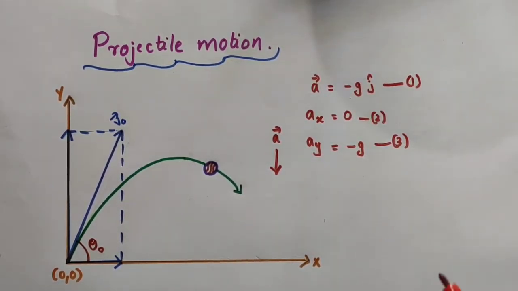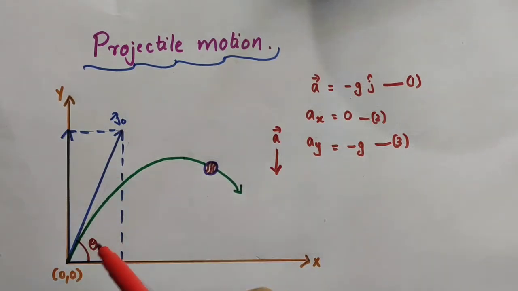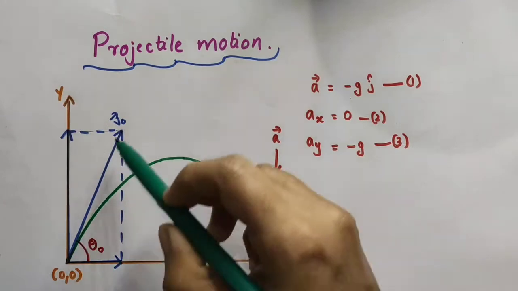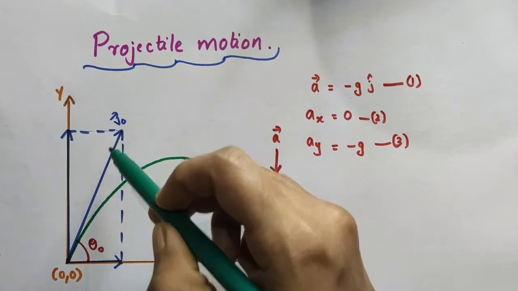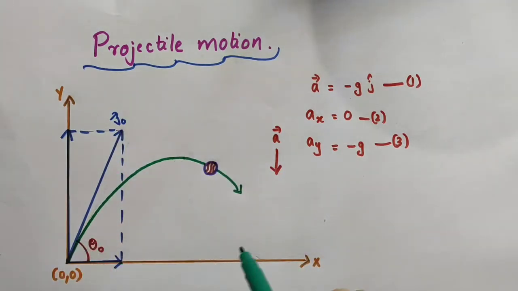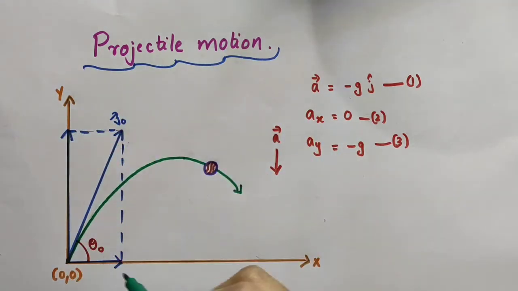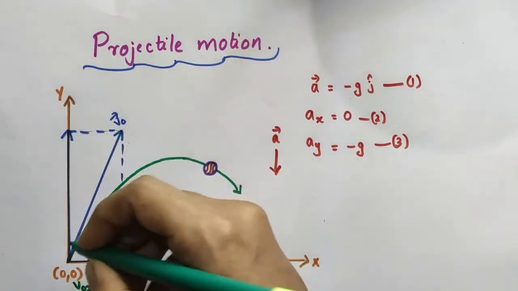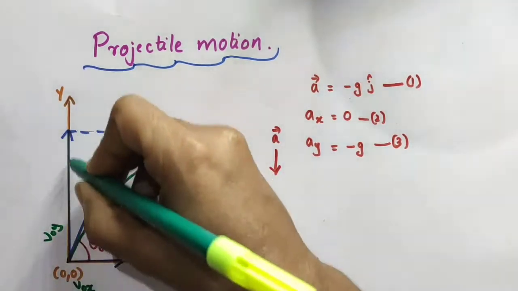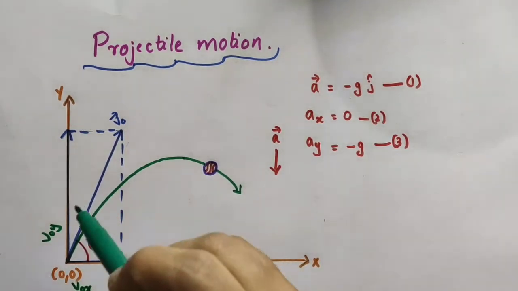Okay, now what about the x component and y component of the initial velocity? How can we find out the x and y components of initial velocity? You see, this one is the initial velocity vector, which can be resolved into two components. One is the x component along the x-axis, another is the y component along the y-axis. So I'm taking v0x as the x component of this initial velocity, and v0y as the y component of this initial velocity.